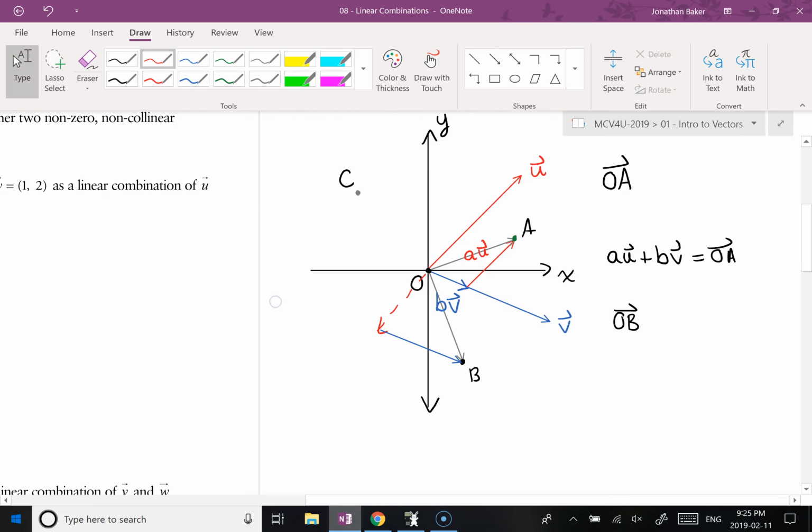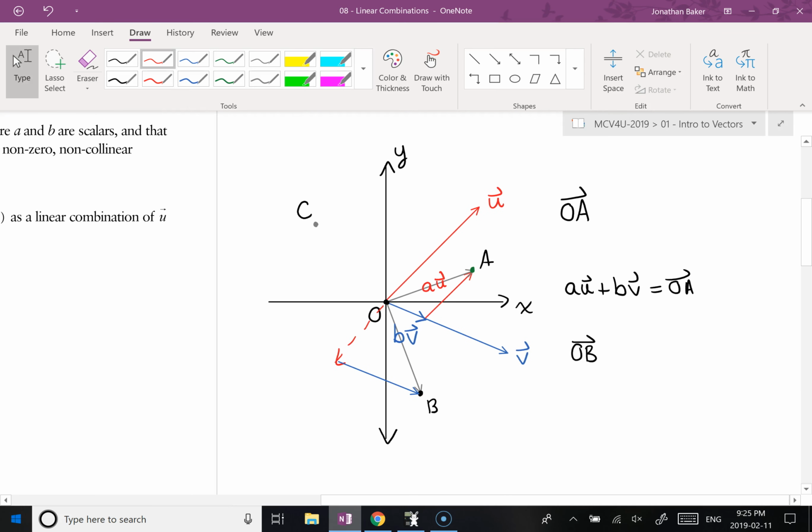Let me illustrate that over here just for a moment. So if U and V pointed along the same line, let's say that V was the dotted line, then we could never get off this line to get to C or to A or to B, because there's no multiple of V or U that would ever take us off the line. Really, what we would have is only one dimension to play with. We can only go this way or this way.